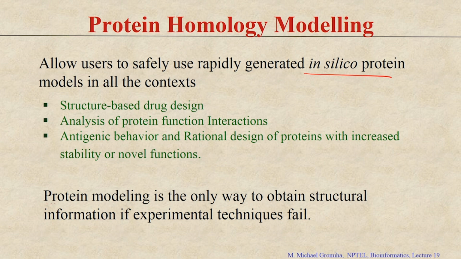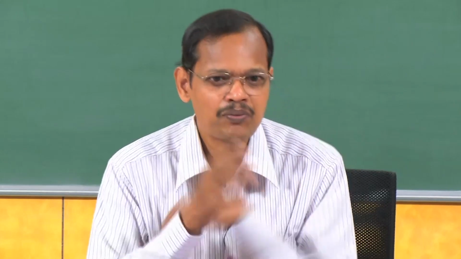For all these aspects, modeling is the only way to get the structural information if the experimental techniques fail to get the structures. What is required for X-ray crystallography? A crystal. If your protein is not able to crystallize, then you cannot use X-ray crystallography for determining the structure. And if you have big proteins, sometimes you cannot use NMR spectroscopy. If the experimental techniques fail, then the only option is modeling.